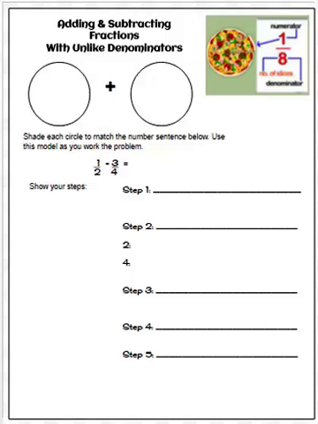The instructions say shade each circle to match the number sentence below. Use this model as you work the problem. Okay, so we're going to shade the fraction 1/2. So we're going to cut our pizza into 2 slices, and we're going to shade one of those pieces. So that's the fraction 1/2.